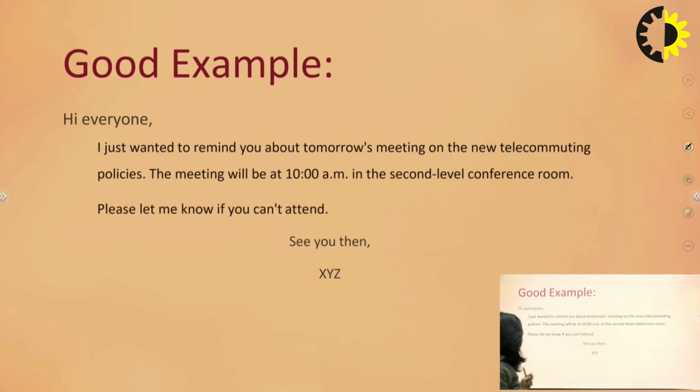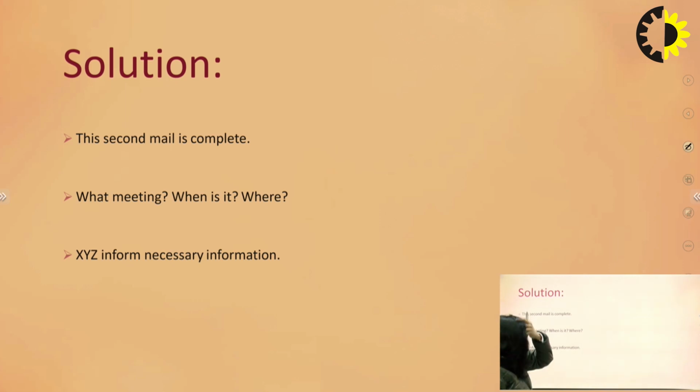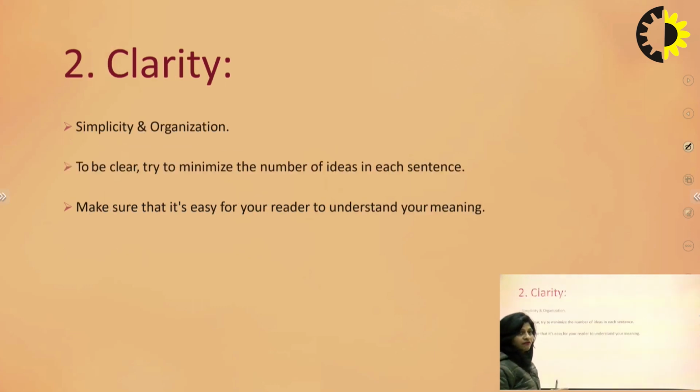Now you can see the example of a complete message. Hi everyone, I just wanted to remind you about tomorrow's meeting on the new telecommuting policies. The meeting will be at 10 a.m. in the second level conference room. Please let me know if you cannot attend. See you then, XYZ. So this is a complete message now. The second mail is complete. What meeting? When is it? Where? So XYZ informed the necessary information.